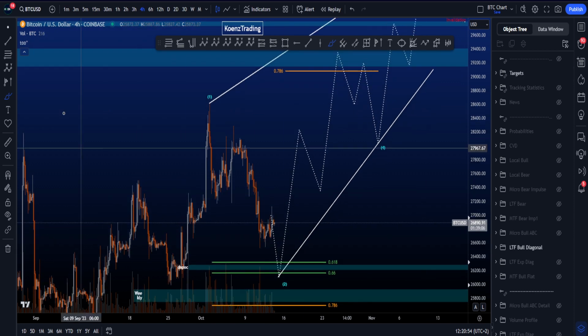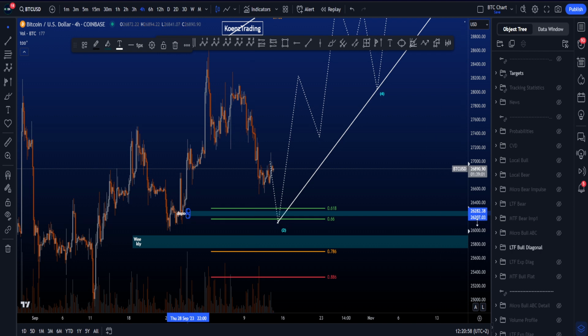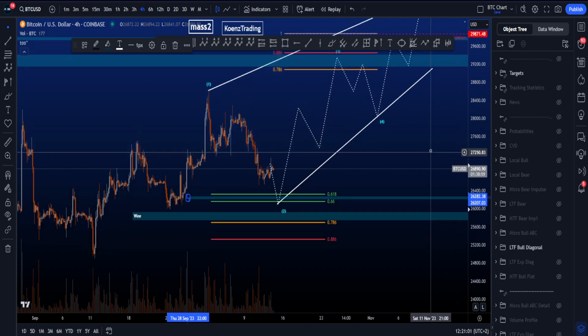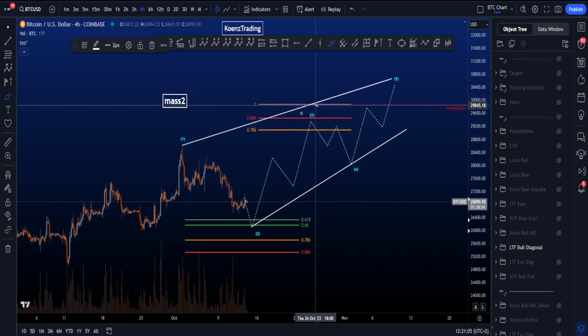Besides, by the way, we also have additional support inside the golden pocket, this blue box here between 26.2k and 26.3k. So that's very nice indeed. And then you'd be looking for a wave 3 to the upside.